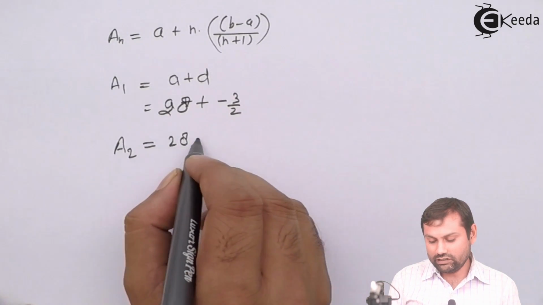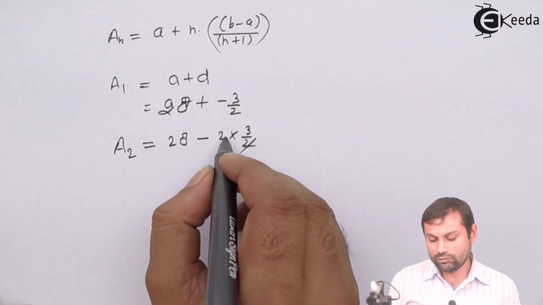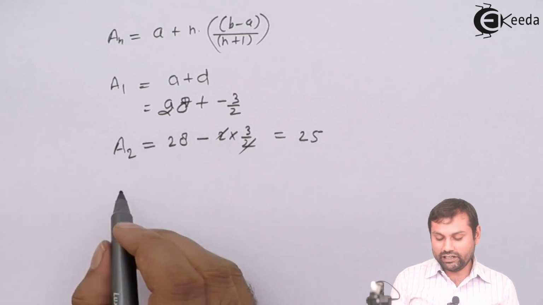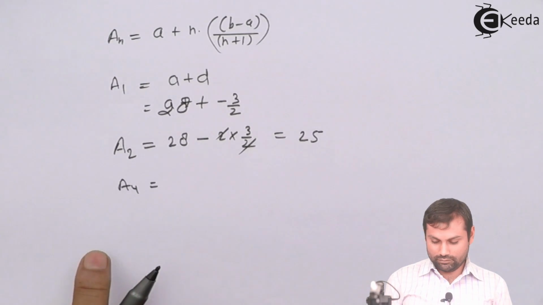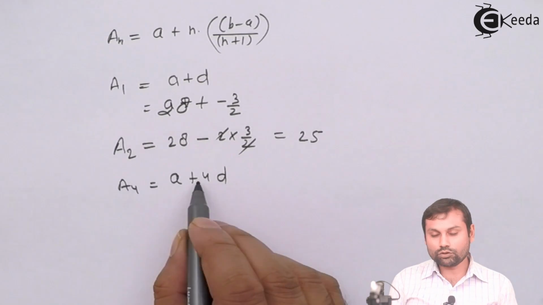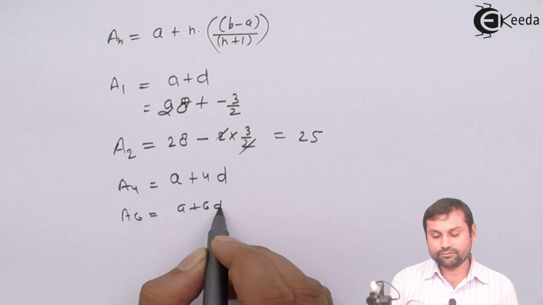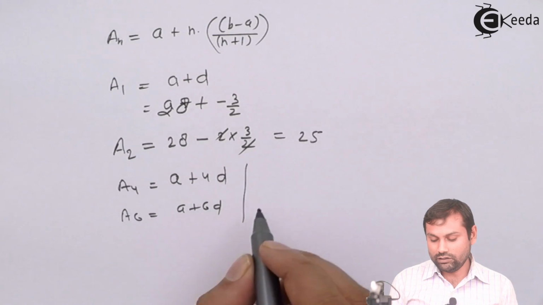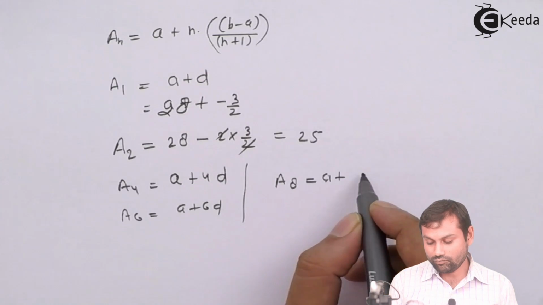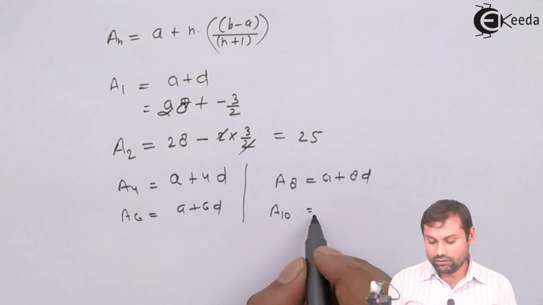See, 28 minus 2 into 3 by 2, so this is 25. This is an integer. Similarly A4 is our number because it is a plus 4d, and the 2 cancels. A6, a plus 6d. Similarly A8, a plus 8d, A10, and A12.